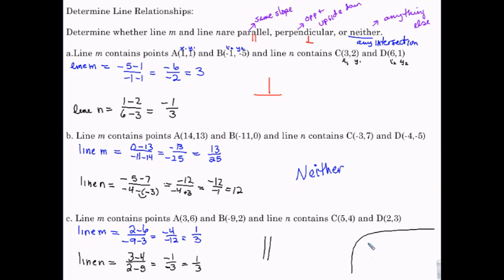Just on a hypothetical, if you get 2/3 and 3/2, don't get confused and think that's perpendicular. Because with perpendicular, they have to be one positive, one negative, so this would be a neither also. Okay. Because it has to be both opposite and upside down. Okay. So just be careful on that.